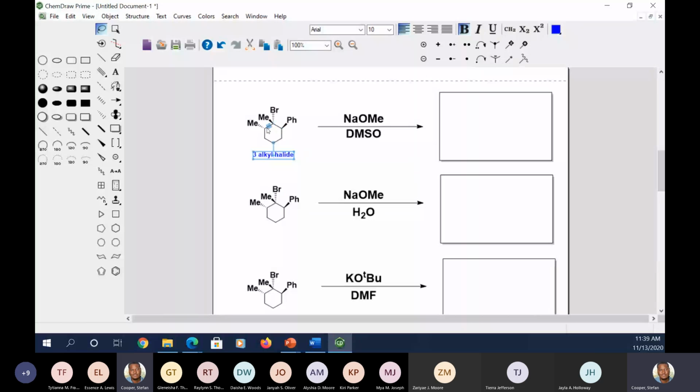But this alkyl halide is tertiary, so that's very important to recognize. What type of base and what type of solvent do I have here?